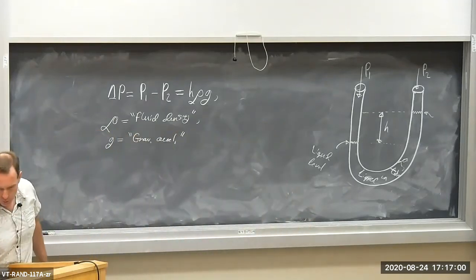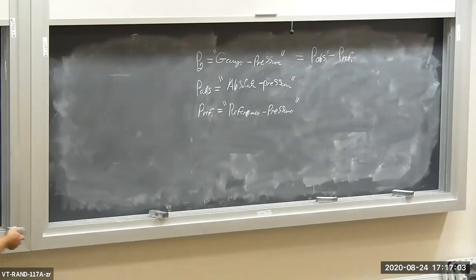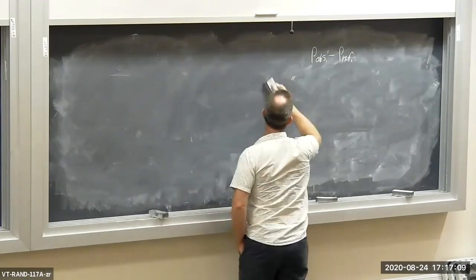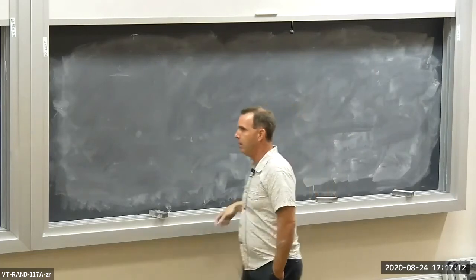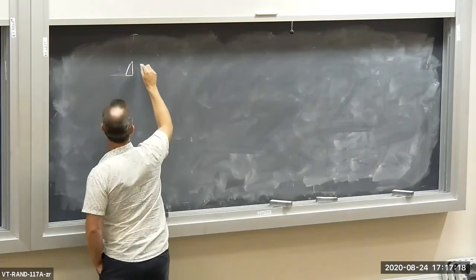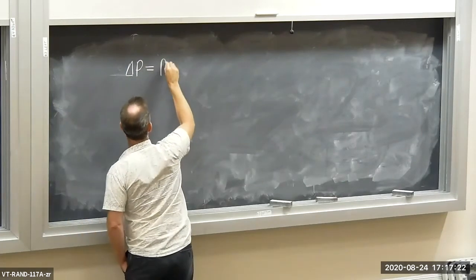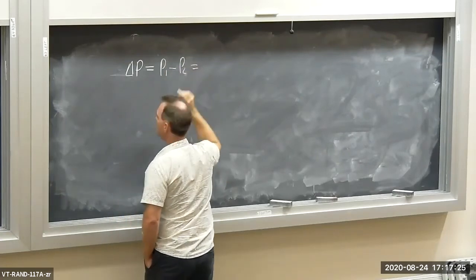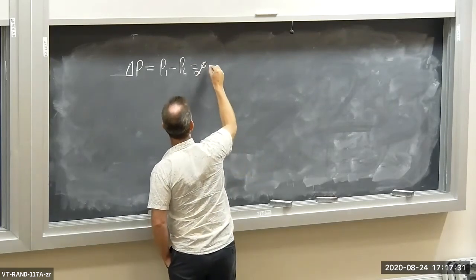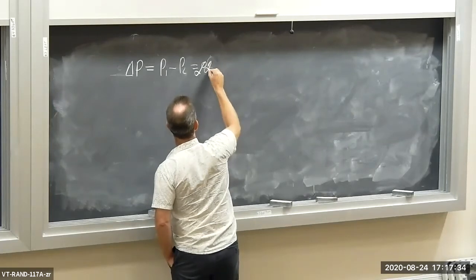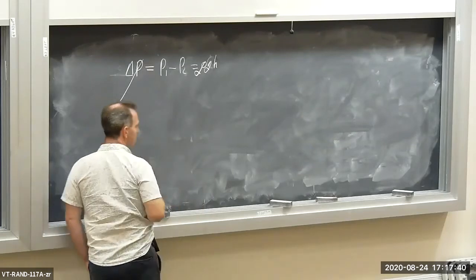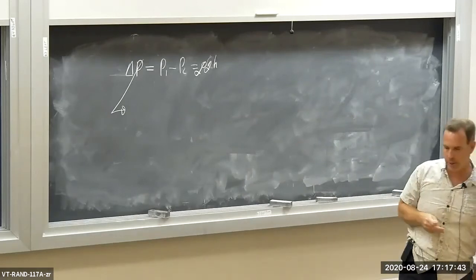Give myself a little bit more room. Reference pressure, absolute pressure, gauge pressure, very good. All right. Let's see, so for a U-tube manometer or a manometer in general, delta P, which is P1 minus P2, the way this is drawn, is equal to rho g h. Well, the pressure, of course, has units of force over an area.